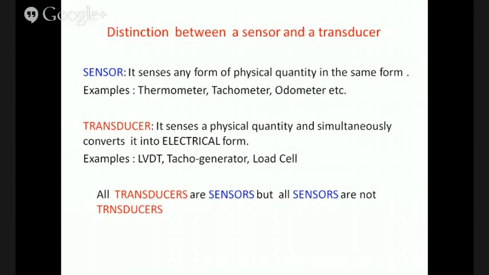But transducers, on the other hand, sense a physical quantity and simultaneously convert it into electrical. For example, LVDT, tachogenerator, load cell, and many more. All transducers are sensors, but all sensors are not transducers. You see, a transducer is a combination of two, you can say, primary sensor and secondary sensor, or primary transducer and secondary transducer. Primary transducer is nothing but a sensor, and the secondary transducer is a transducer which converts that particular quantity into an equivalent electrical signal.